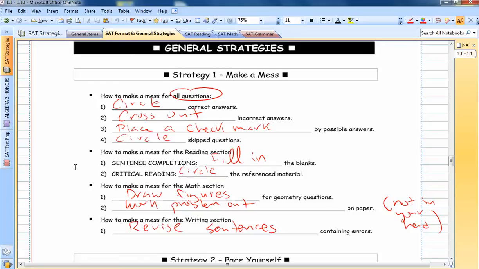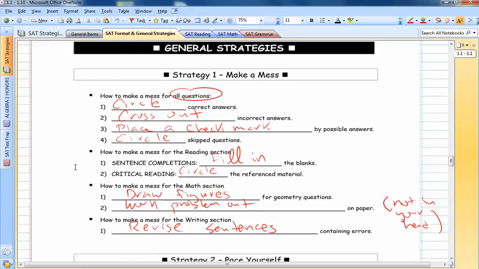For math, you could draw figures for geometry questions. That could work, because if they describe a certain geometry problem, it might help to draw a diagram so you can visualize the problem. And even if they give you a diagram but they say it's not drawn to scale, it might be better to redraw it so that it's drawn in a more proper fashion.